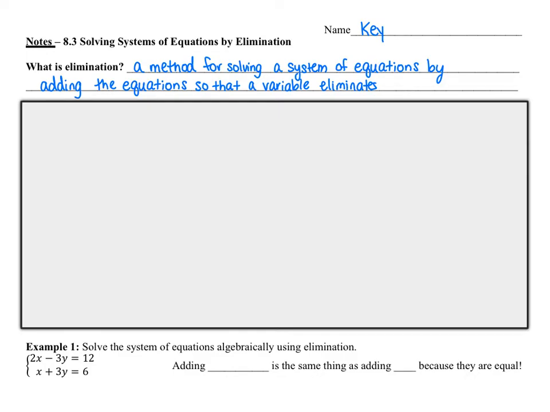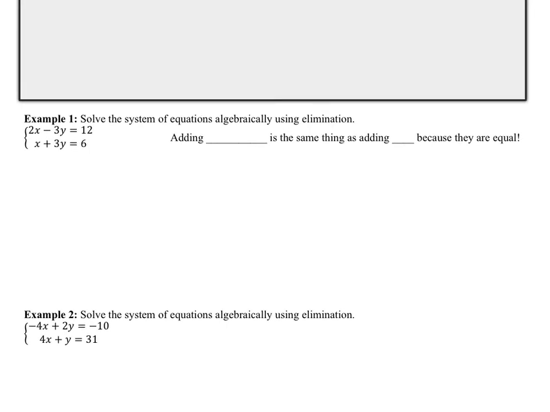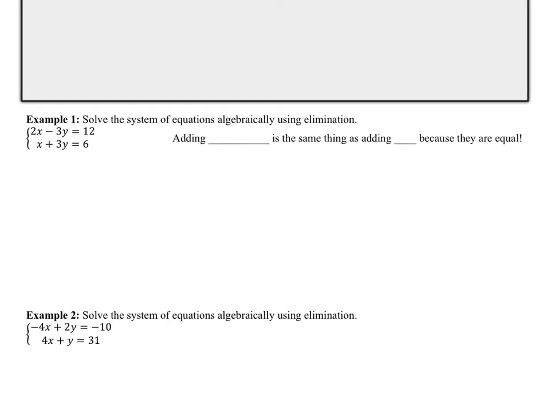eliminates. So I'm going to explain what it means to add equations. Make sure you write that down, and then we'll go into what it means to add equations. So let's look at example 1. Example 1: 2x minus 3y equals 12 and x plus 3y equals 6.